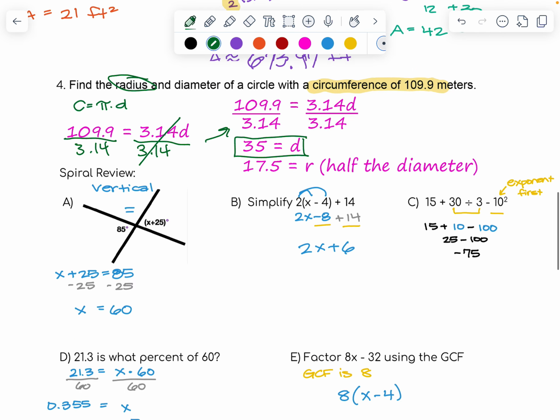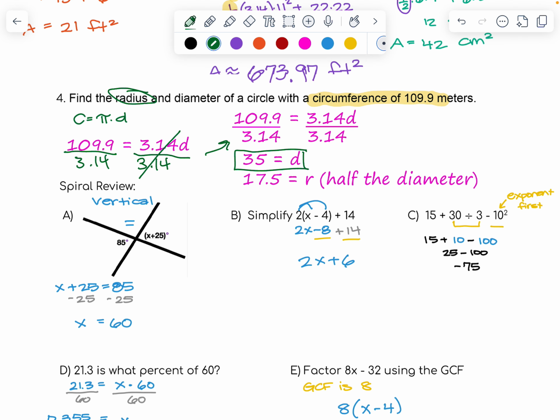All right, spiral review. You're going to see this on the test. This is important. These angles are across from each other. Do you see that I said, oh yeah, they're vertical. Vertical angles are equal or congruent. Set them equal. It's an equation. Do opposite operation to get x equals 60. B does not have an equal sign. That's an expression we're going to distribute, and then you just combine like terms.